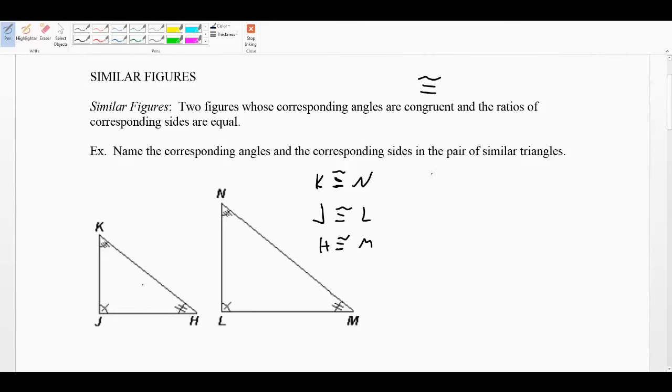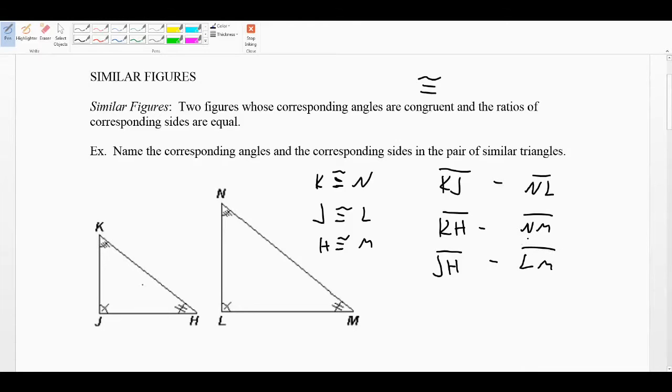Now, let's list the corresponding sides in the pair of similar triangles. So if you look, this KJ, we'll use that notation, we'll say that it corresponds to NL. And then we'll say side KH corresponds to the side NM. And then we have this third side, side JH. Say it corresponds to side LM.